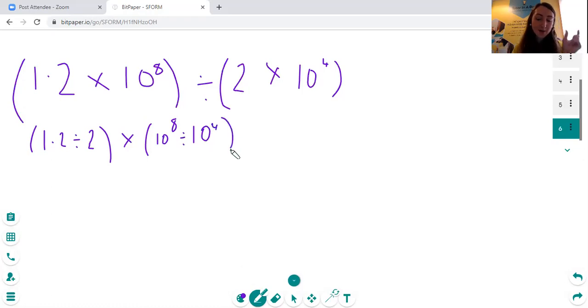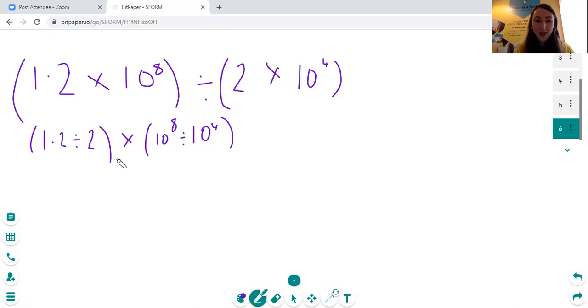Okay? So we've taken those two numbers at the front, so the 1.2 and the 2. We've taken both of them out. Now, because we're dividing, that's why we've got our dividing sign here. We then have our times in the middle, because those numbers are times by 10 to the power of something. So that's where that's got down, and that's being dragged down there. And then we have 10 to the power of 8 divided by 10 to the power of 4, because again, that middle bit is coming through.